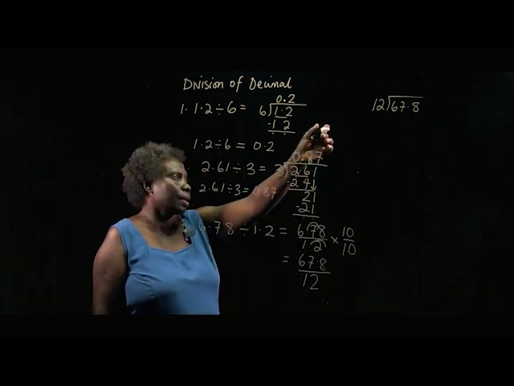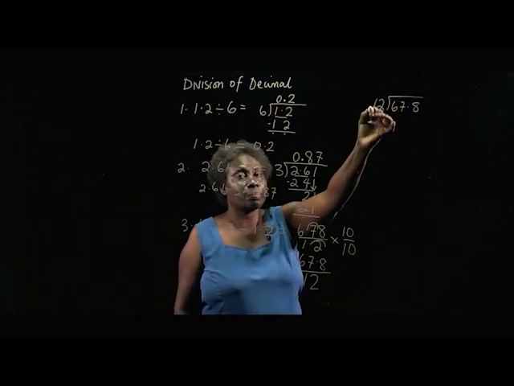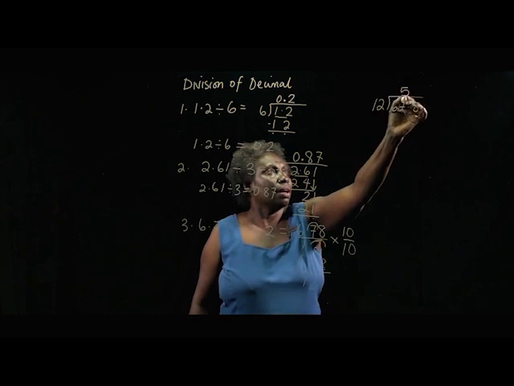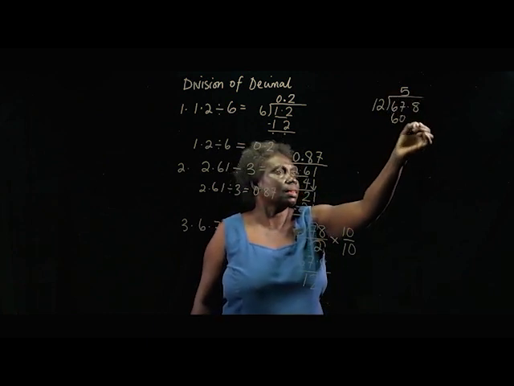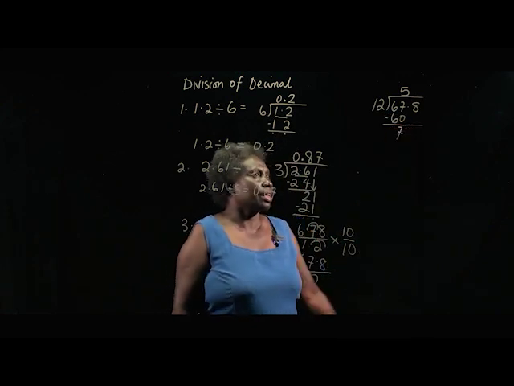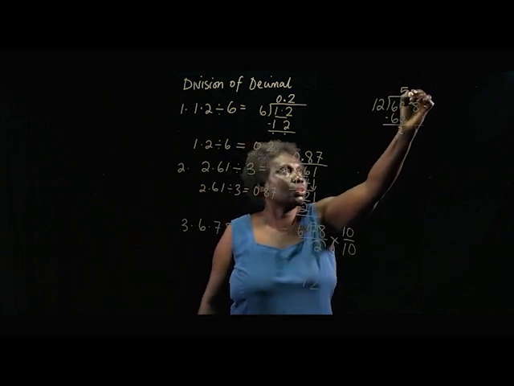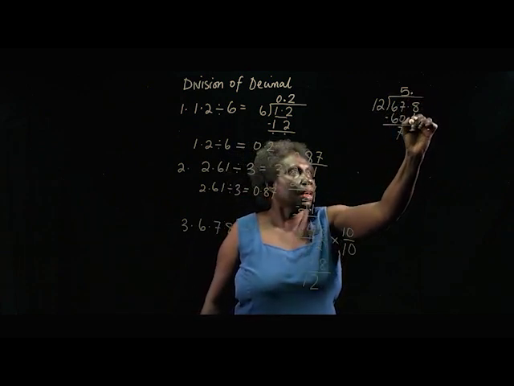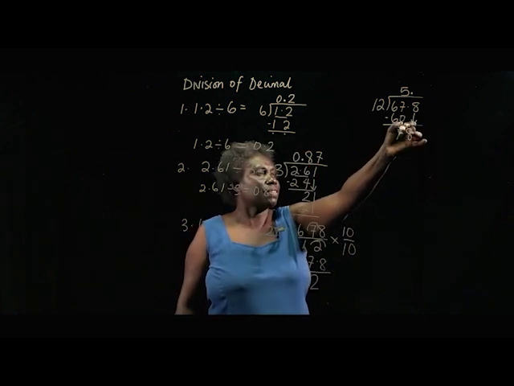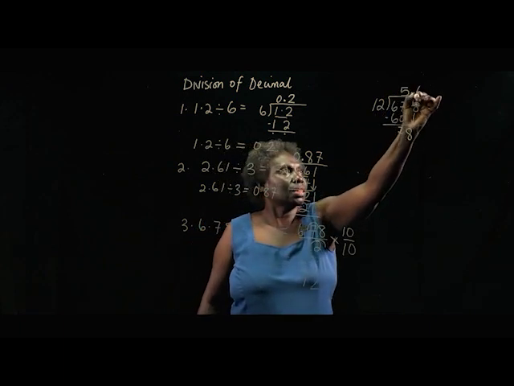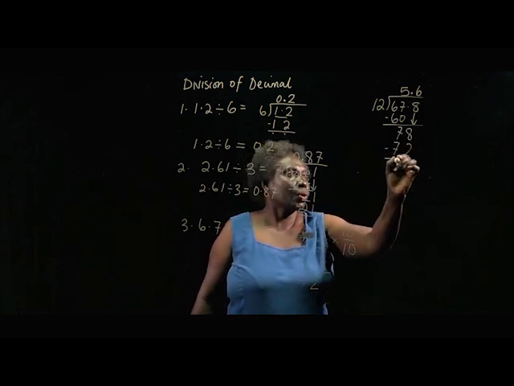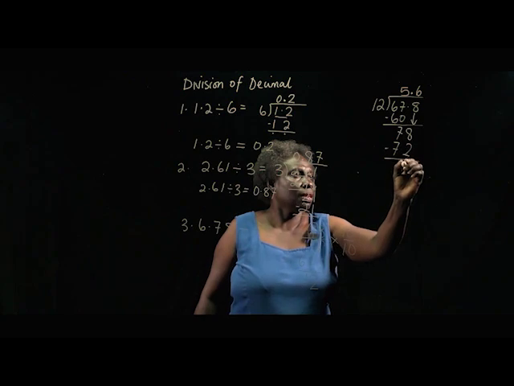Okay, now what I am going to do now, I am going to divide 67 by 12. Okay, 67 divided by 12 is 5. 5 times 12 is 60. I subtract, I have 7 remaining. 7 divided by 12, it cannot, so I bring the decimal point here and I bring down 8 to make it 78. Now, I have 78 divided by 12, which is 6. 6 times 12 is 72. I subtract and I am left with 6.